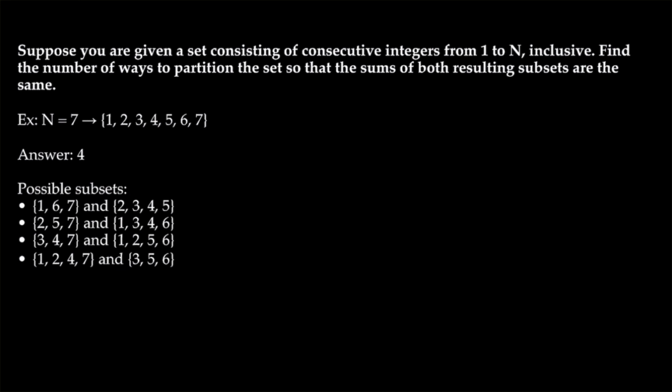So one thing to note is that if I want the sum of the first n consecutive integers starting from 1, that's going to be n times n plus 1 divided by 2. So given that we know that, let's try that out with this example. If we have n equals 7, then we're going to have a total sum of 7 times 8 divided by 2. So 7 times 8 divided by 2 is equal to 28.